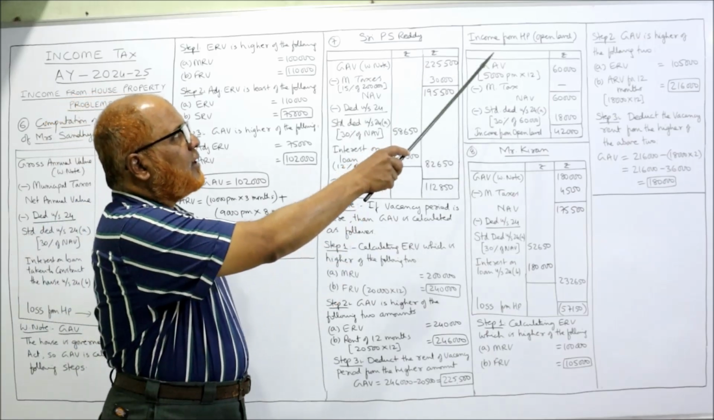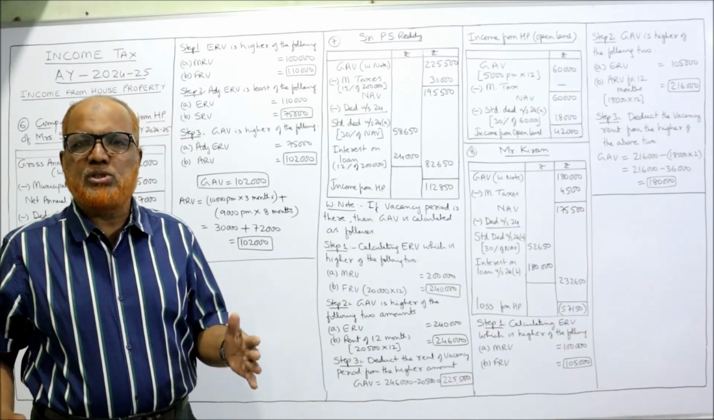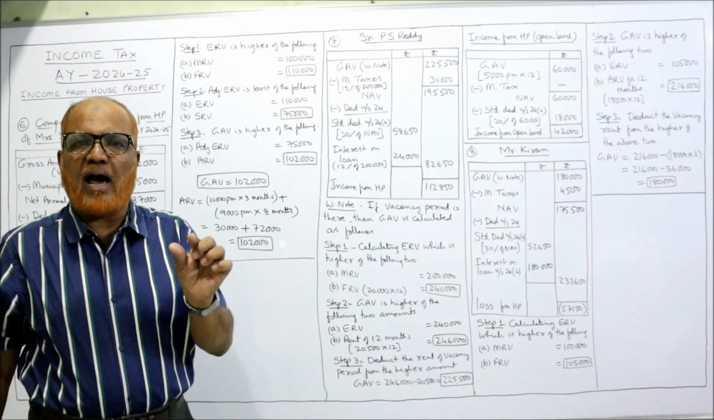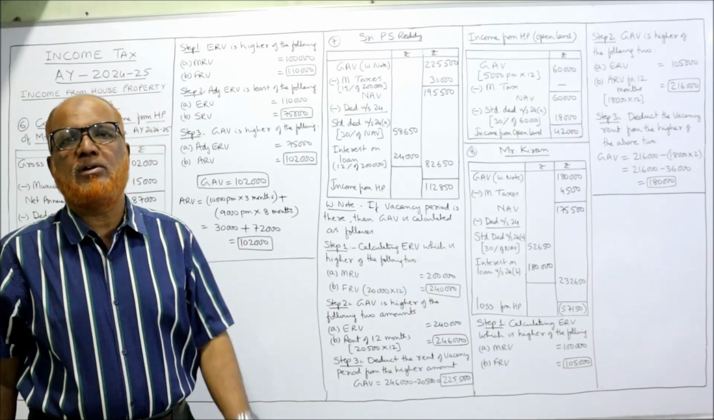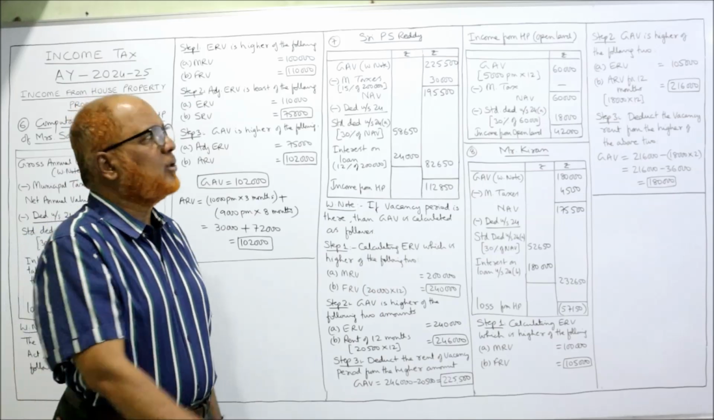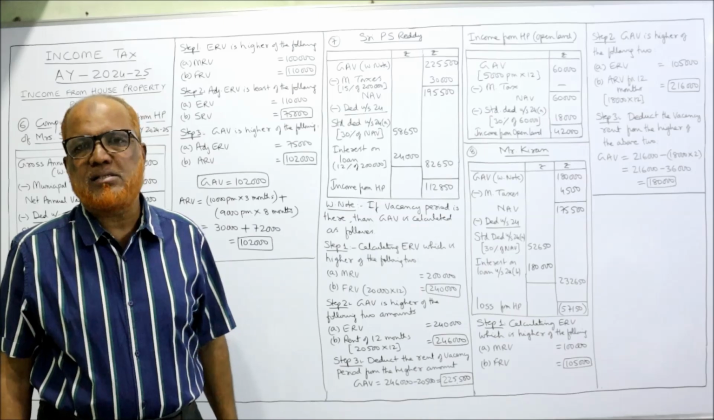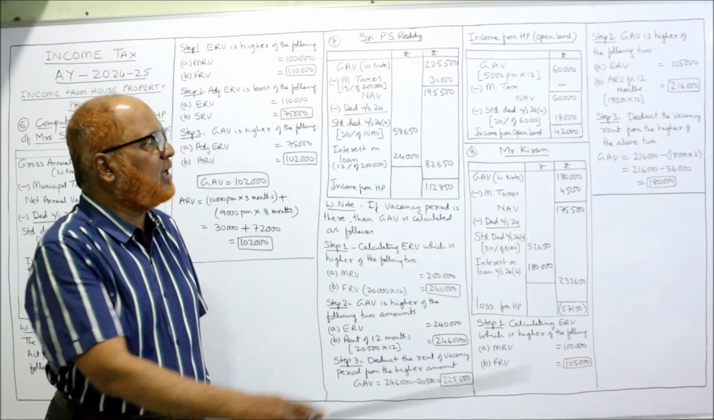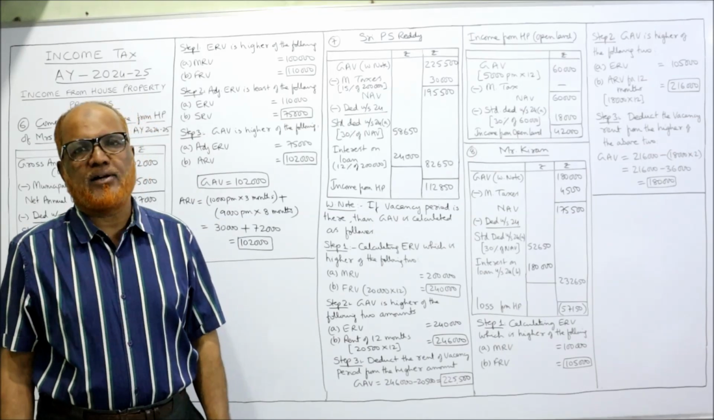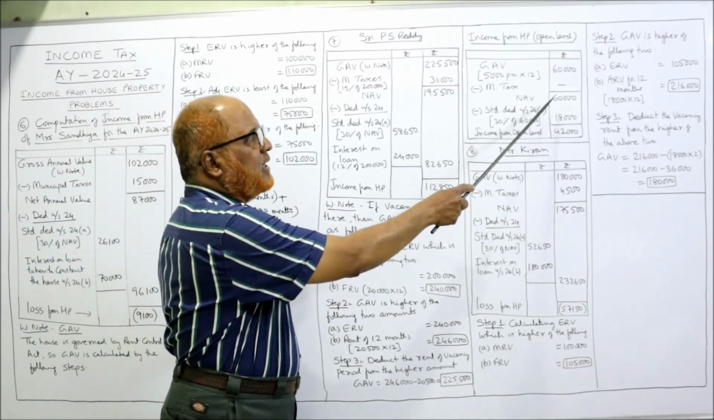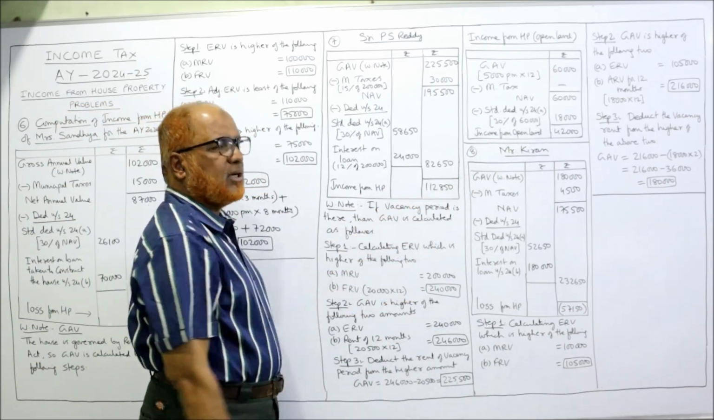And now income from house property, open land. For the open land we are not given any municipal valuation or fair rental value, only actual rent is given. So whatever actual rent, that is the GAV, 5,000 per month. So 5,000 per month into 12, 60,000. No municipal taxes are given, put a dash. NAV is 60,000. Only one deduction will be allowed, that is standard deduction, 30% of NAV, 30% of 60,000, 18,000. So income from open land is 42,000.